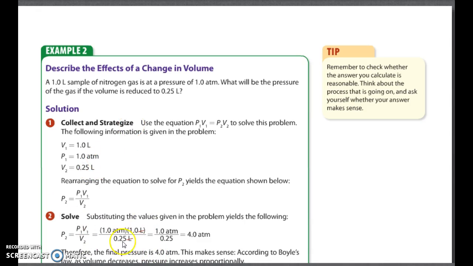I plug everything in, my liters cancel off. I'm left with the unit I want for pressure, atm, and my answer is bigger. So my pressure went up because my volume went down. Woohoo!